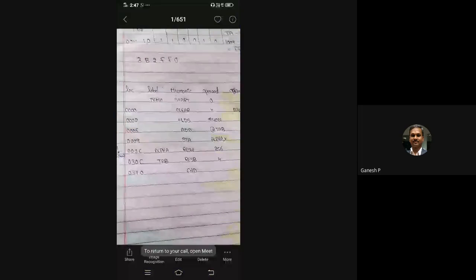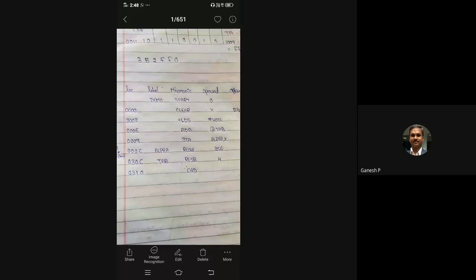Clear LDS plus index. 256 you have to convert into hexadecimal and add. Yes, sir, I did that. First 256 into 3, I got 768. 768 in hexadecimal is 300, sir. Okay, done. Perfect.